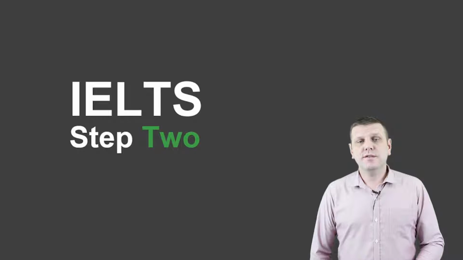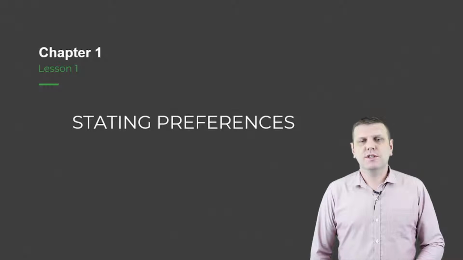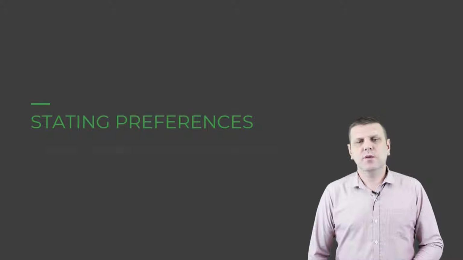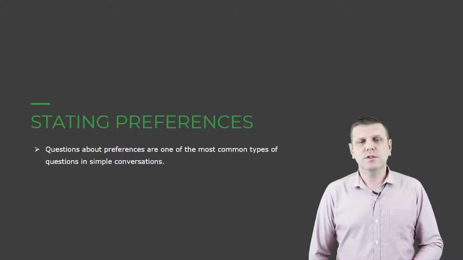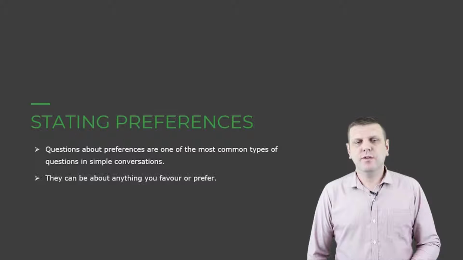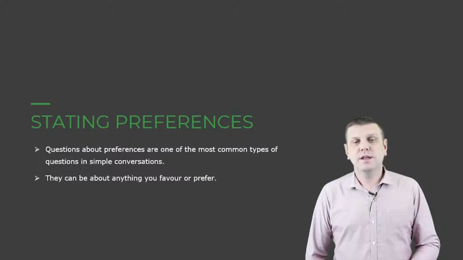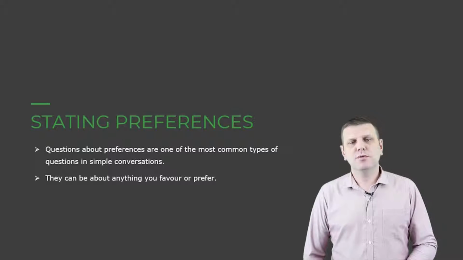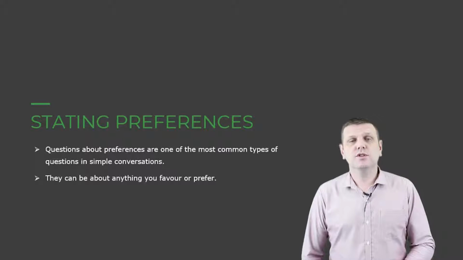In the first lesson of Chapter 1, we're going to discuss how to talk about preferences. Questions about preferences are one of the most common types of questions in simple conversations. They can be about anything you favour or prefer, things, places, or even certain conditions. Although it's quite simple to talk about these things, without a good structure, you can lose coherence during the talk.